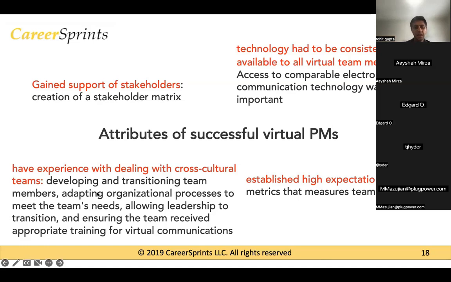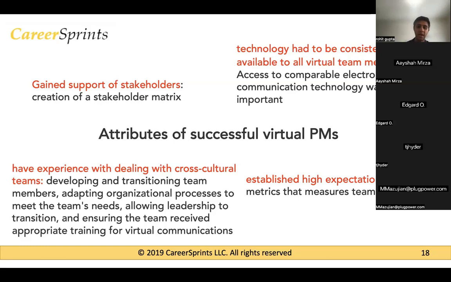Next is, a successful virtual PM will have experience dealing with cross-cultural teams, right? These PMs will invest the time and the effort to get to know their team members. They would try to understand their culture. They will try to understand where they are coming from.